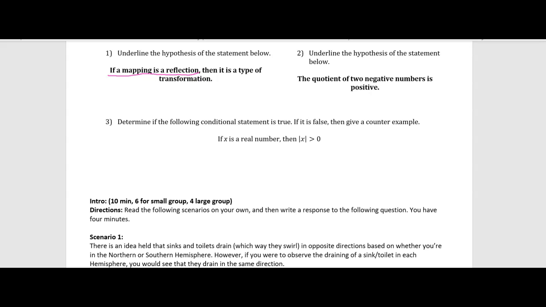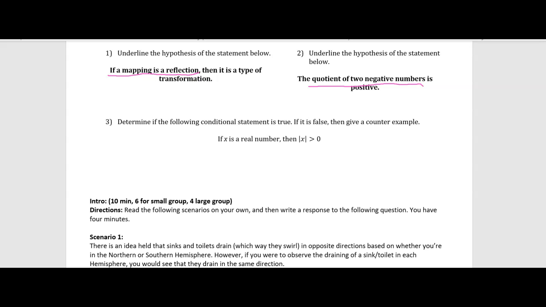Now, if we look at number 2, sometimes they don't give us the words if and then. So we have to determine what's coming first and what's then reliant on the other. Our statement is the quotient of two negative numbers is positive. Which of those is reliant on the other? Which of those must come first before the other one can occur? Well, we need to have the quotient before we can determine whether it's positive, negative, or zero. So the quotient of two negative numbers is our hypothesis, and is positive would be our conclusion.